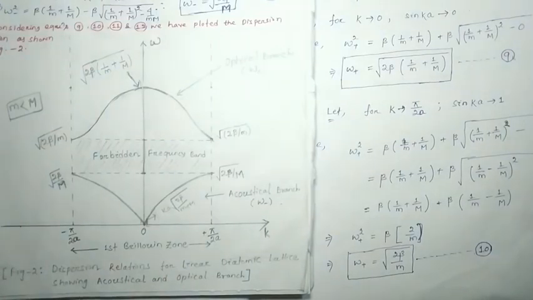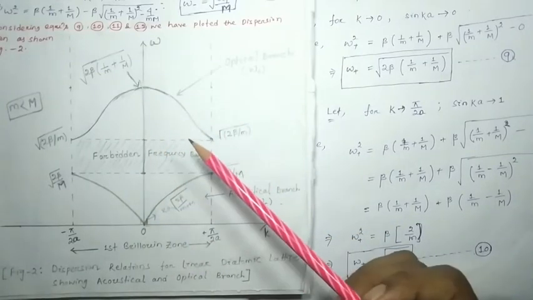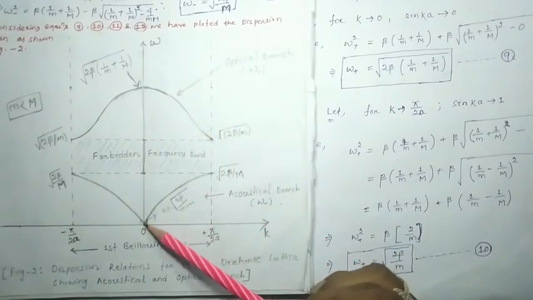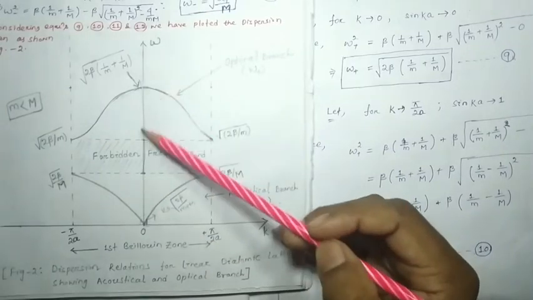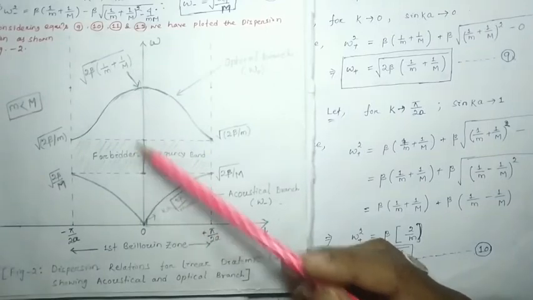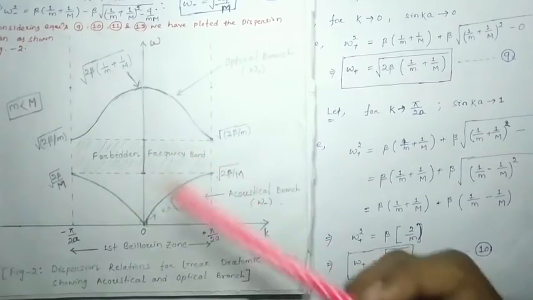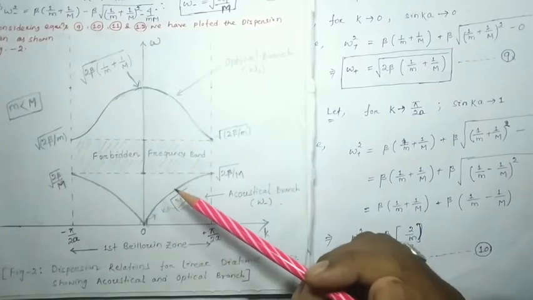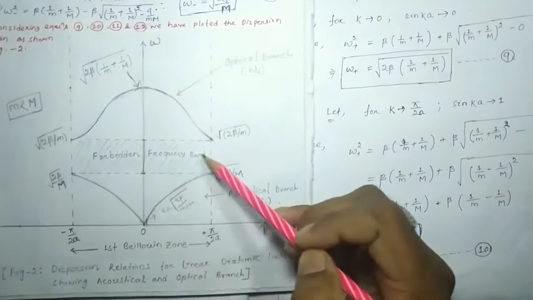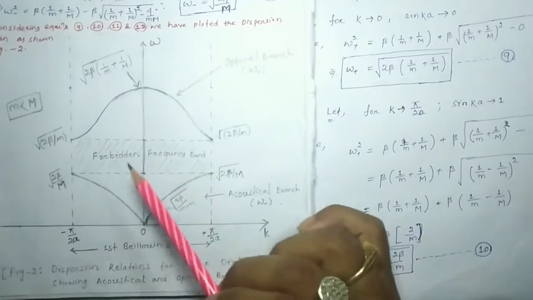That means whenever a diatomic system vibrates, it has two components or two frequency ranges: the acoustical branch and the optical branch. But in between them, a frequency range is not going to be acceptable to the diatomic molecule. That frequency band is called the forbidden frequency band. Here forbidden means a restricted or cancelled out band.